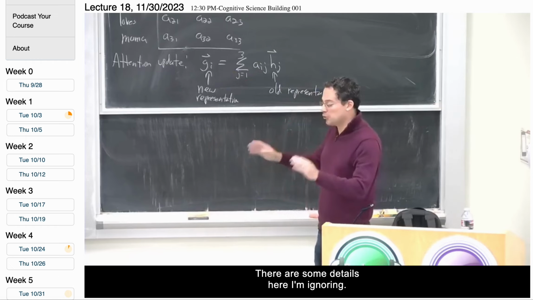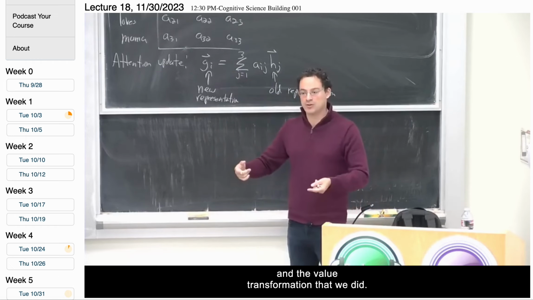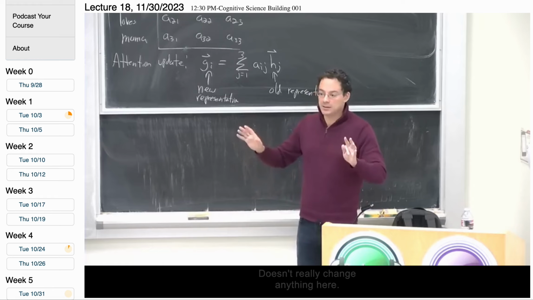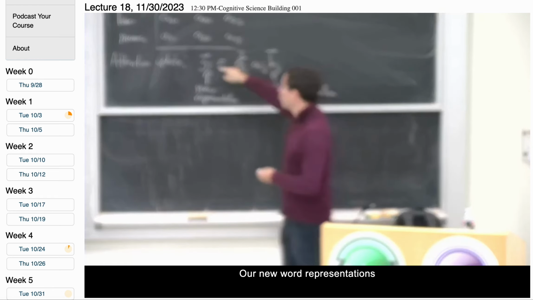There are some details here I'm ignoring. These are actually value vectors, right? Remember the value matrix and value transformation that we did. If you go back in your notes, you'll see me talk about value before. It doesn't really change anything here. The point is we have a vector representation for each word, and our new word representations are a weighted sum of those things.